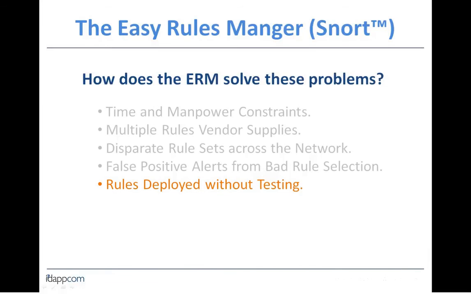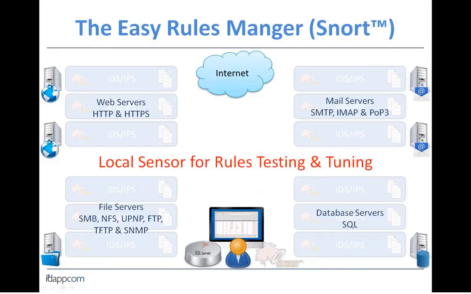Rules deployed without testing. The Easy Rules Manager has the option to install a local sensor for testing. It actually installs the Windows version of Snort in IDS mode, which turns the Easy Rules Manager into an IDS in its own right. All local sensor configurations are done via the GUI, which means there's no need to work with text-based rules and configuration files.